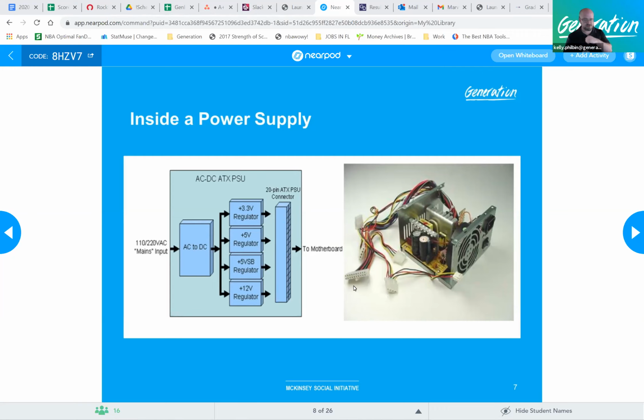Any comments, questions, concerns so far on power supplies? Okay.